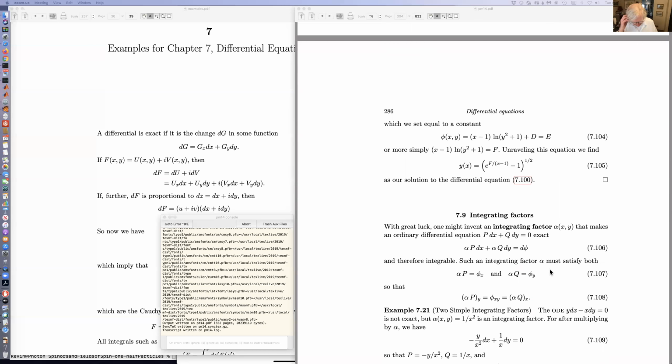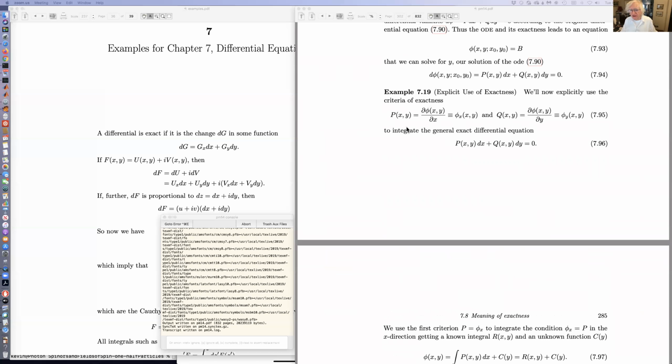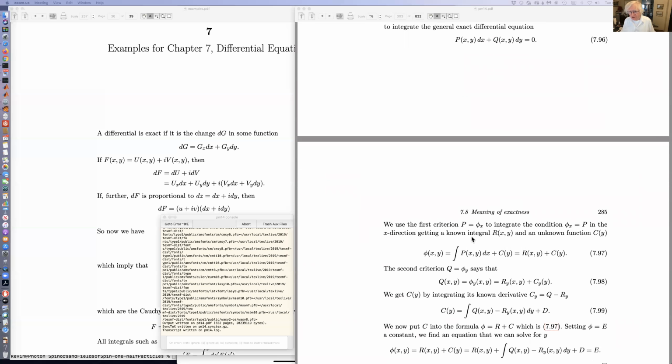So basically, if the differential equation is exact, you can then solve it. The general description was over here, namely that P is the x derivative of phi, Q is the y derivative of phi. And the differential equation then is such that we know that phi is the integral of its x derivative plus something that depends upon y.